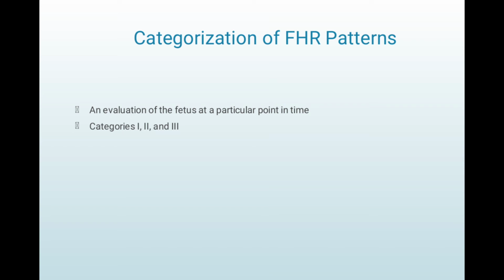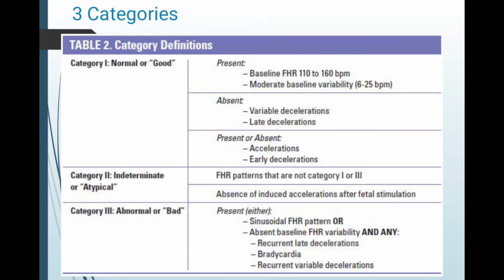It has categories 1, 2, and 3. Category 1 is normal or good. Present if the baseline fetal heart rate is 110 to 160 beats per minute, with moderate baseline variability of 6 to 25 beats per minute. Absent variable decelerations and late decelerations. Present or absent accelerations and early decelerations.